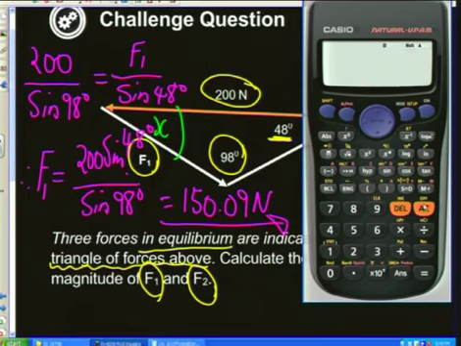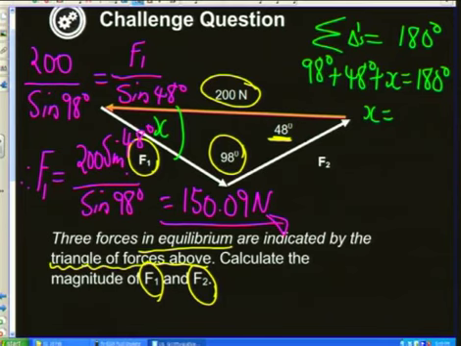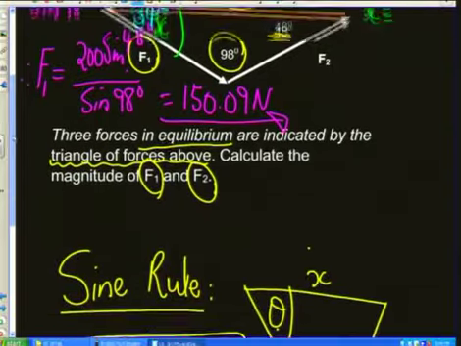So that will be 180 minus 98 minus 48. What will that angle be? This angle will be 34 degrees. Okay? So that angle there is 34 degrees. This is 34 degrees. So I can again make use of my sine rule.